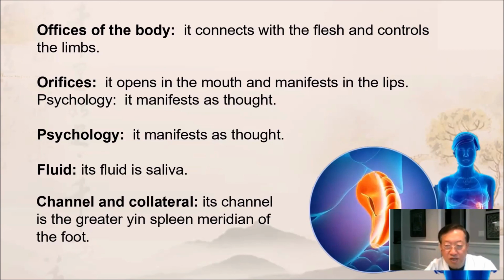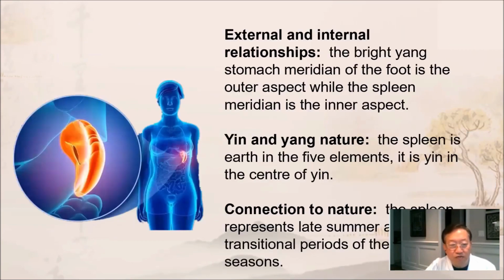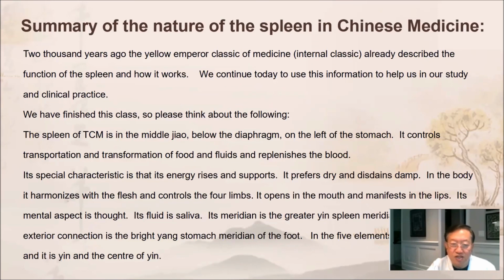In the channels and collaterals, it's the channel of the greater yin spleen meridian of the foot. External and internal relationships. The bright yang stomach meridian of the foot is the outer aspect, while the spleen meridian is the inner aspect. Yin and yang nature. The spleen is earth in the 5 elements. It is yin in the center of yin. Connection to nature. The spleen represents late summer and the transitional periods of the 4 seasons. Summary of the nature of the spleen in Chinese medicine. 2,000 years ago, the Yellow Emperor's Classic of Medicine, the Internal Classic, already described the function of the spleen and how it works. We continue today to use this information to help us in our study and clinical practice.